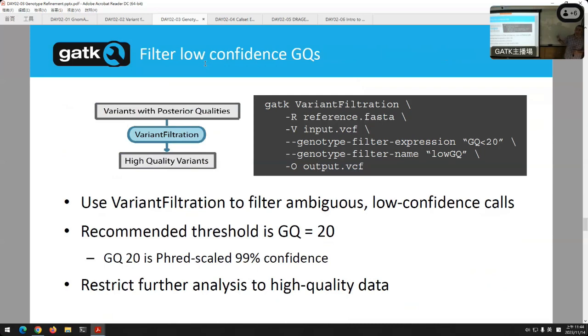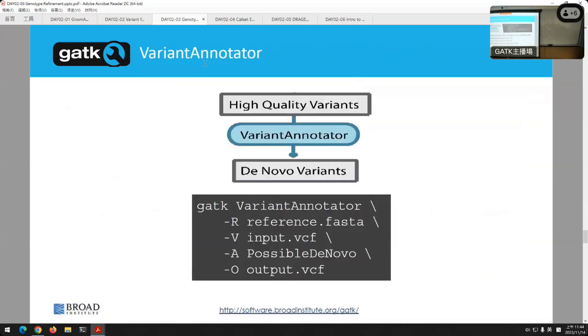This is not the same thing as VQSR. You're not filtering out the site, you're filtering out the genotype based on your genotype quality. You don't have to do this, but it's easy. If you do this, it makes your analyses downstream a lot easier because you know to ignore these low quality genotypes. And then finally, you can run annotation.